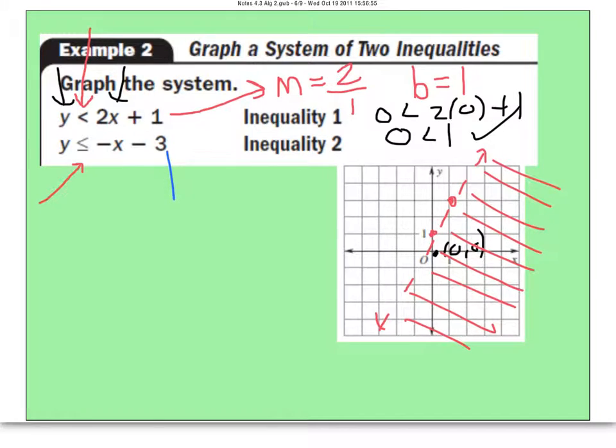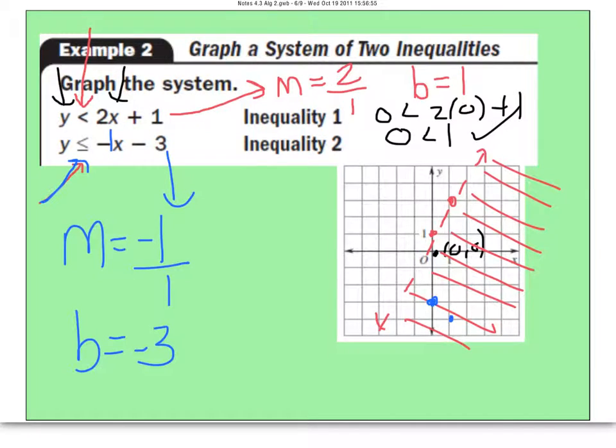Okay, this next one here is already in y equals mx plus b format again. I'm going to write down that m is the negative 1. And I'm going to do it as a fraction, so just put it over 1. The b is negative 3. So I'm going to go to the y-intercept of negative 3. From that point, I'm going to move rise of negative 1, so down 1, run 1, or right 1. This here is a solid line this time.